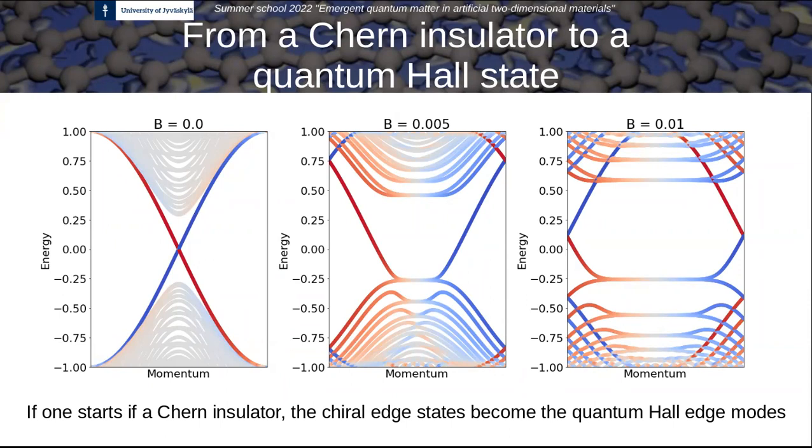So in other words, the quantum Hall effect or the quantum Hall state is actually topologically equivalent to a Chern insulator. The only difference is that in one you have magnetic field, in the other you don't have magnetic field, but essentially you can transform one onto the other without closing the gap in the bulk and without destroying your edge states, of course.